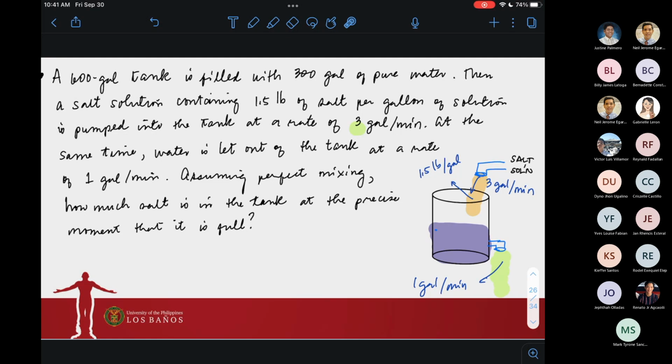Now, the question is, how much salt is in the tank at the precise moment that it is full? How much salt is in the solution when the tank is full? Or at that precise moment that the tank is full. It's just a single moment, because once it is full, it overflows, so it will decrease. Alright? So our question is, when will it be full? Right? And then we'll use ODEs to solve this problem. Okay?